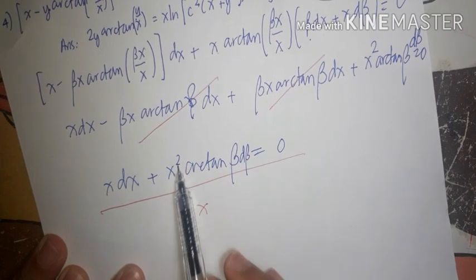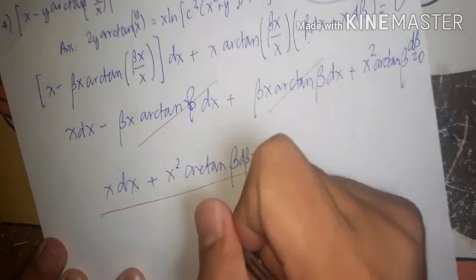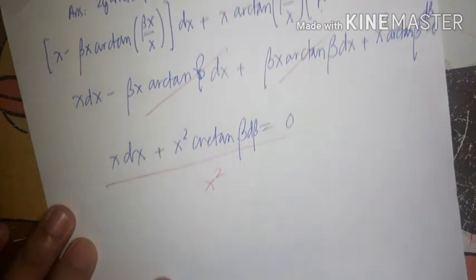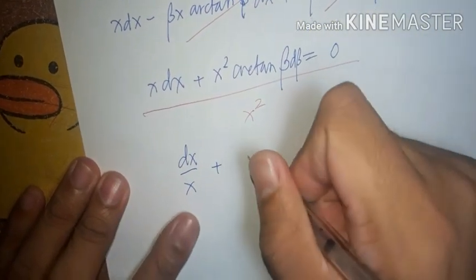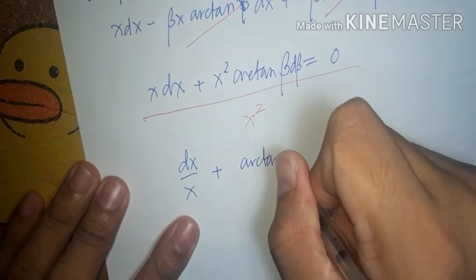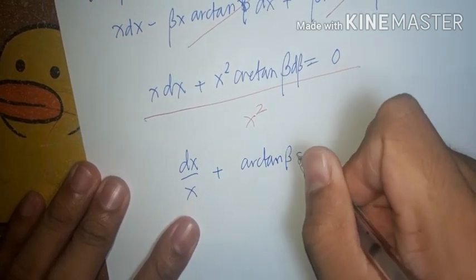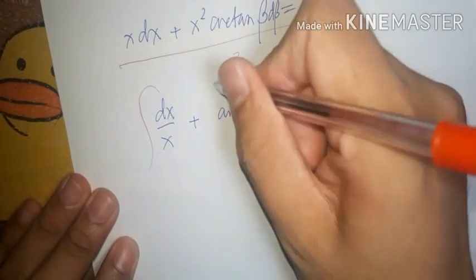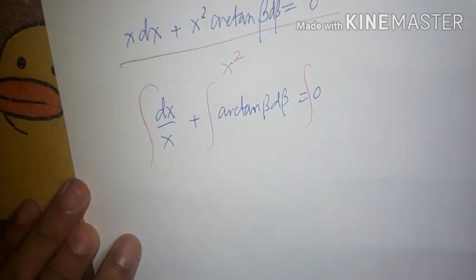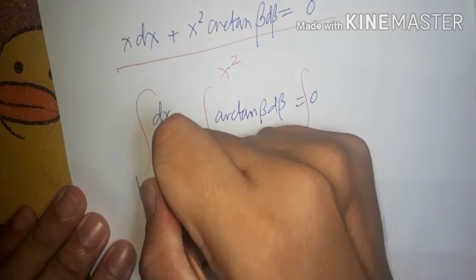Ang hindi mo kailangan is x squared, so I need to divide this all by x squared, giving you dx over x plus arctangent beta d beta is equal to 0. Then, integrate natin. So, this is simply ln of x.